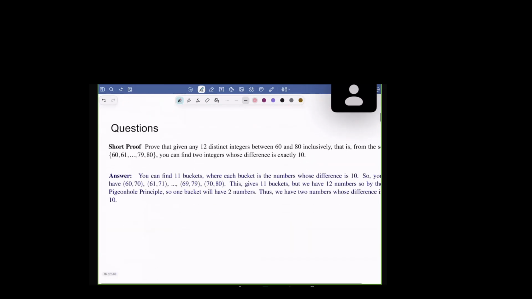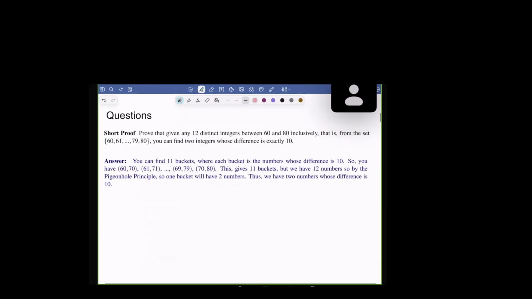Yep. See, here's probably a better, more formal answer. You can find 11 buckets where each bucket is the numbers whose difference is 10. So you have 11 buckets, but we were given 12 numbers. So by the pigeonhole principle, one bucket will have two numbers. Thus, we have two numbers whose difference is 10.